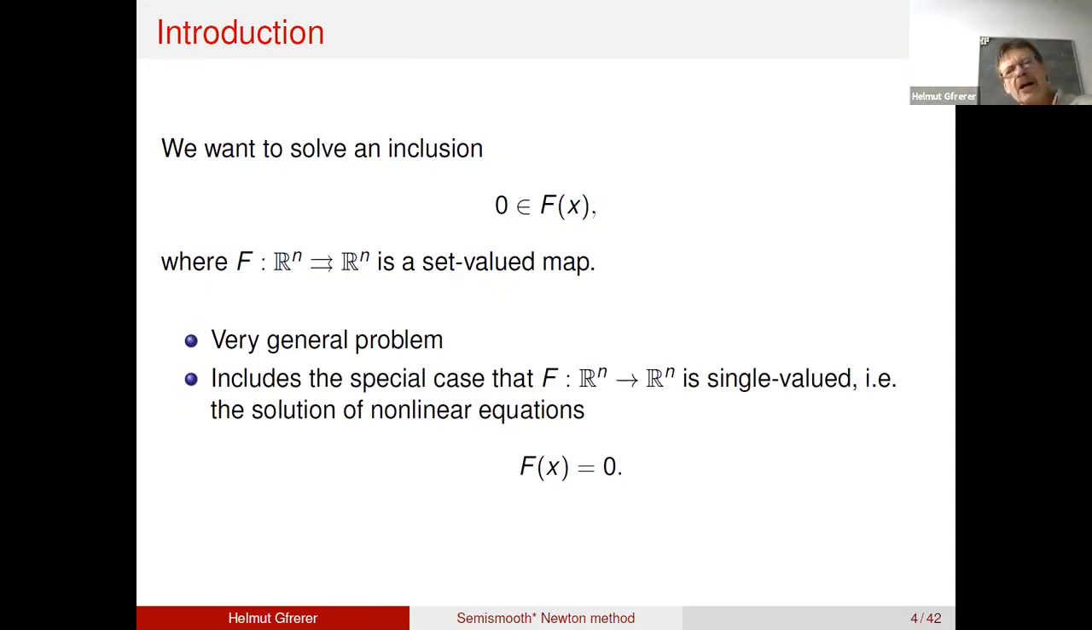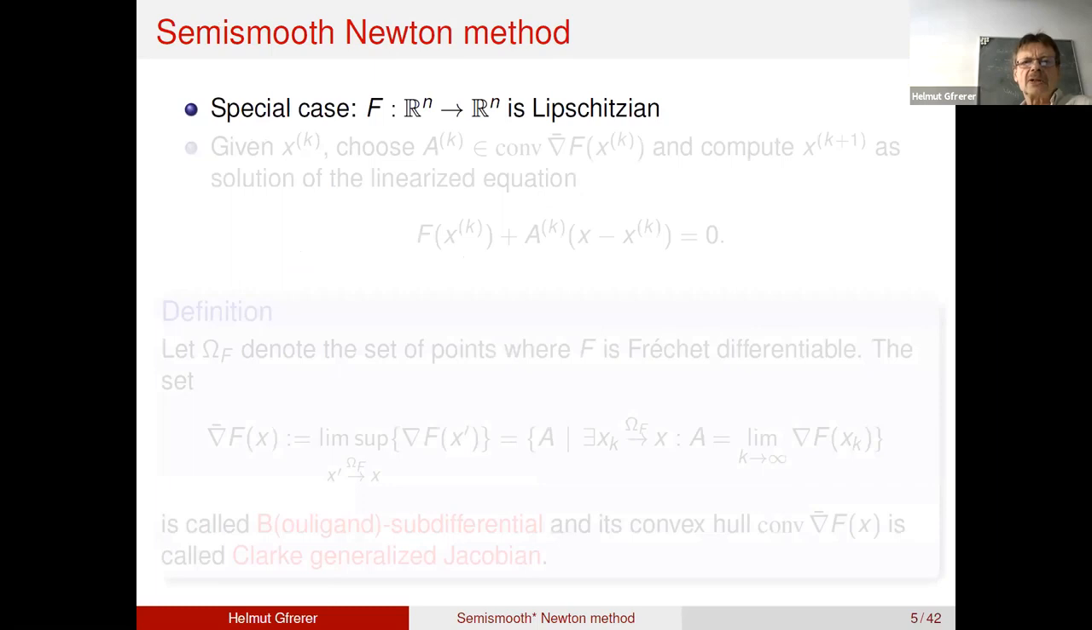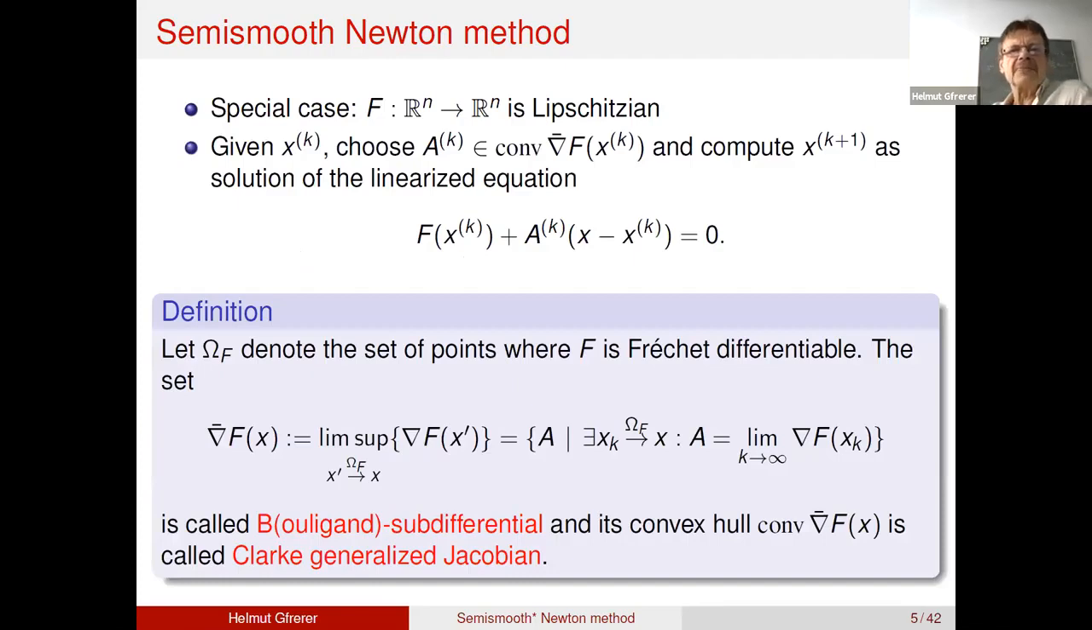And let us recall now the semi-smooth Newton method for equations. Let us assume that our mapping F is Lipschitzian. Then the semi-smooth Newton method consists of the following procedure. Given some iterate x_k, let us choose some matrix A_k belonging to the generalized Jacobian of F at the point x_k, and compute x_{k+1} as the solution of this linear system: F(x_k) + A_k (x - x_k) = 0.